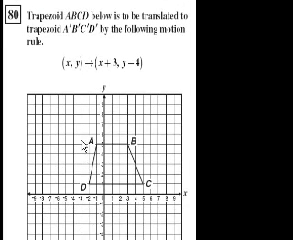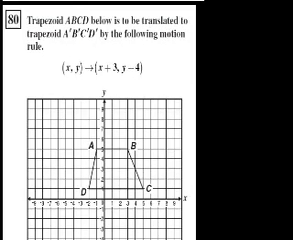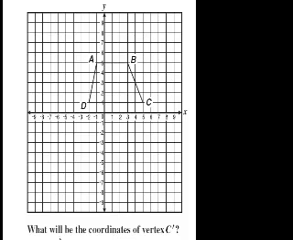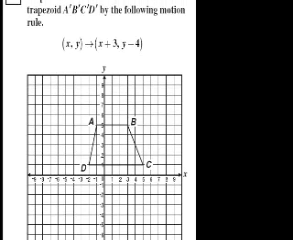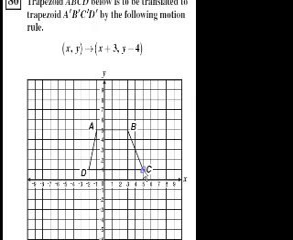Problem 80. Let me switch to a better color. Trapezoid ABCD below is to be translated to trapezoid A prime, B prime, C prime, D prime by the following motion rule. What will be the coordinates of vertex C prime? Okay, so that's all we have to worry about. We're at C and we're going to translate it to some C prime. What are the coordinates of C? C is x equal to 5 and y equal to 1.